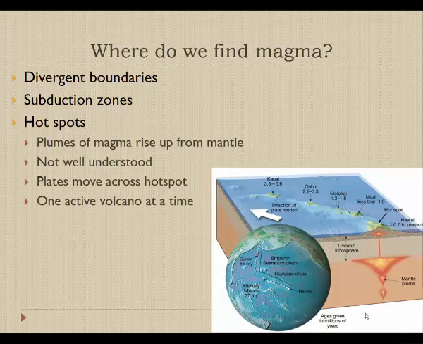So we can learn a little bit about how the Pacific plate has been moving across the hotspot, how fast it's been moving, etc. But we know that those other locations in the Hawaiian island chain are never going to be active volcanoes again. So divergent boundaries, subduction zones, and hotspots all have the potential to have lava spew out on the surface, and when that happens, we have volcanic activity.